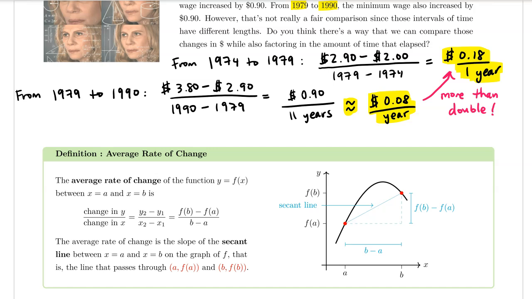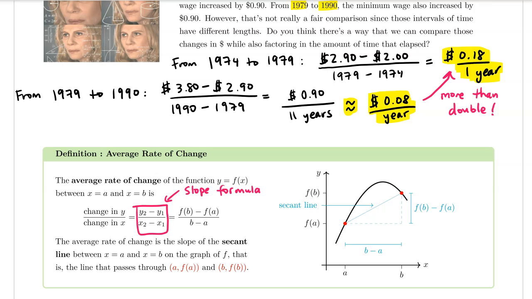So let's more formally look at the definition for average rate of change. The average rate of change of the function y equals f of x between x equals a and x equals b is given by the formula the change in y divided by the change in x, or the change in the output value divided by the change in the input value, or y2 minus y1 over x2 minus x1. This one should look familiar because this is essentially the slope formula. And then the average rate of change, if we're using function notation, is equal to f of b minus f of a over b minus a.